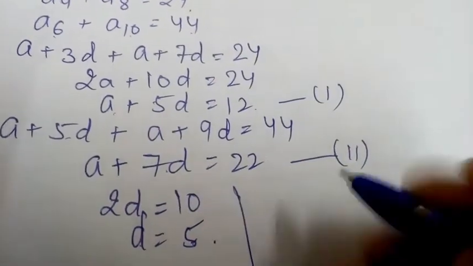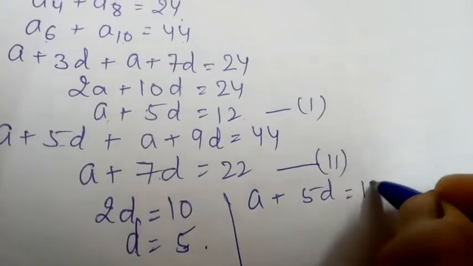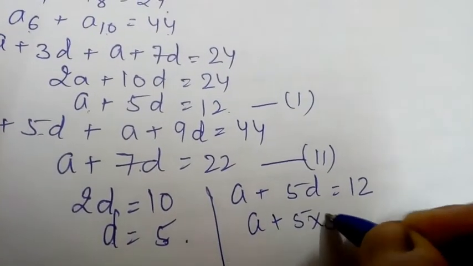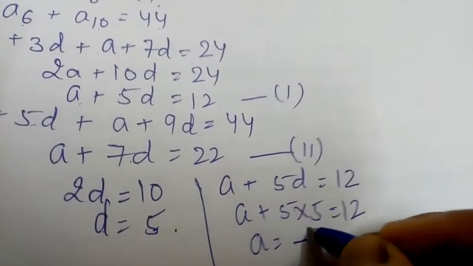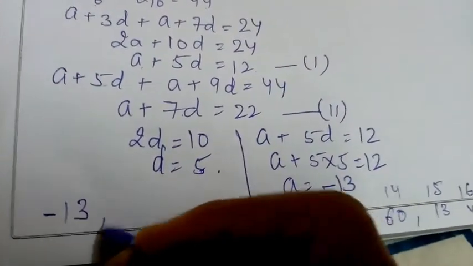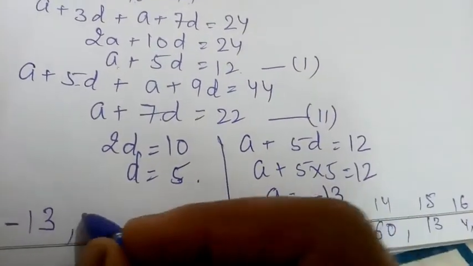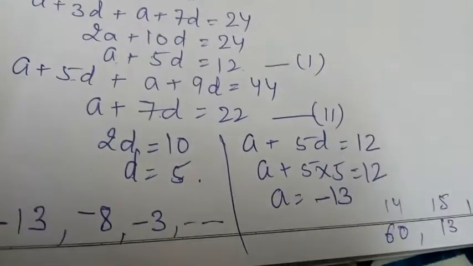Equation number 1: a plus 5d equal to 12. A plus 5 into 5 equal to 12, a plus 25 equal to 12, a equal to minus 13. The series becomes minus 13, minus 8, minus 3. This is the series.